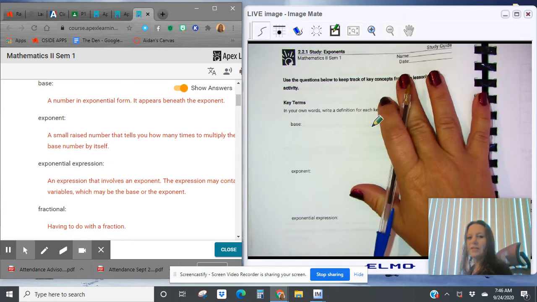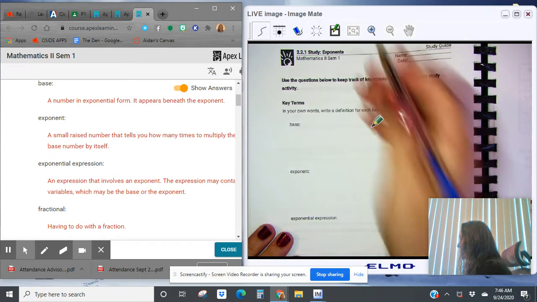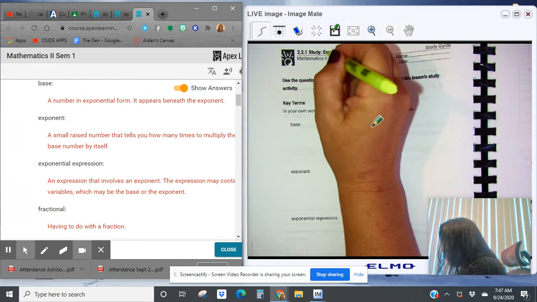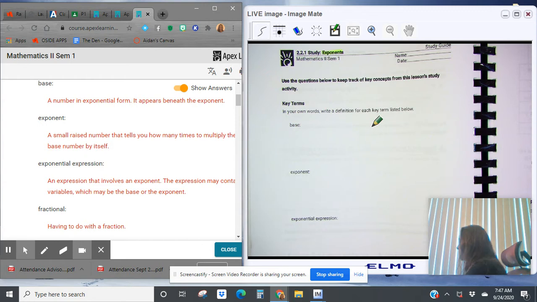All right, let's get started on this new 2.2 lesson. We are starting with a lesson on exponents and all of the exponent rules. Hopefully some or all of these are a review from middle school.